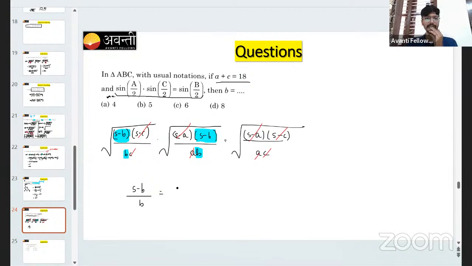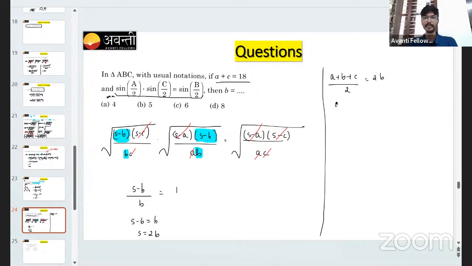Is equal to, on the right hand side what is left? 1. Square root of 1 is 1. So s minus b is equal to b. That means s is equal to 2b. I have converted everything into sides. I need the value of b. So s I know. What is s? S is semi perimeter. So I can write a plus b plus c upon 2 is equal to 2b.